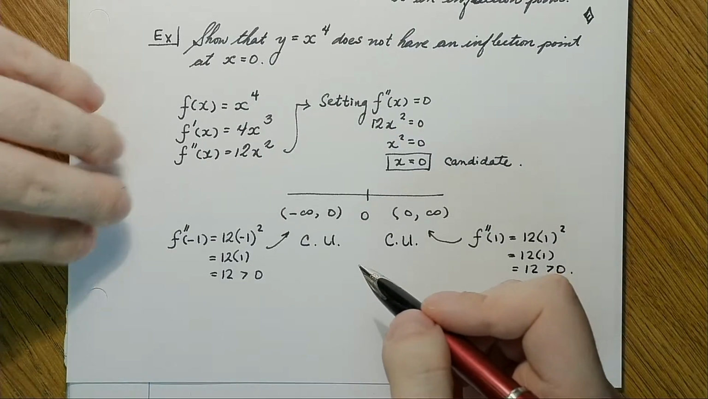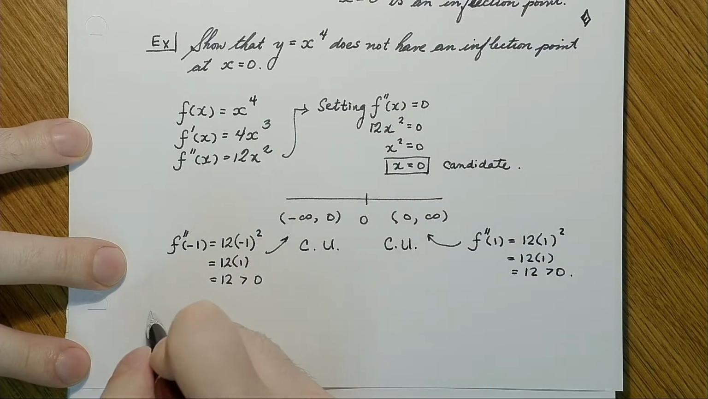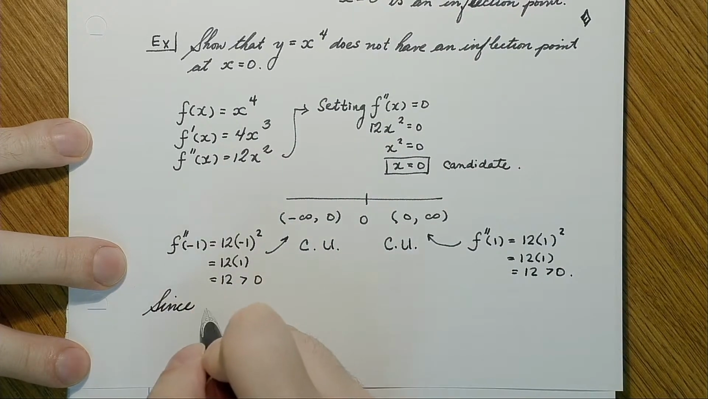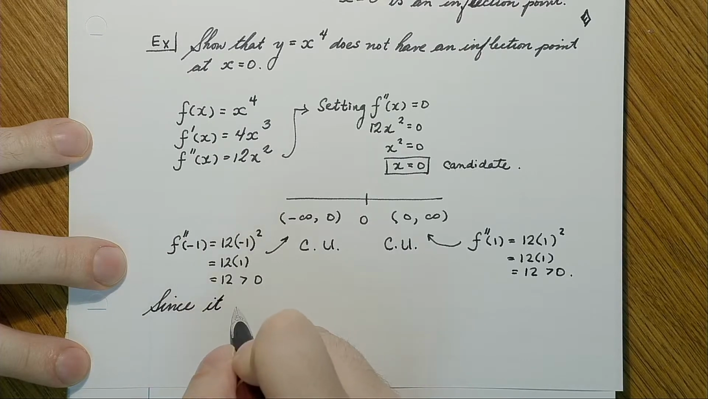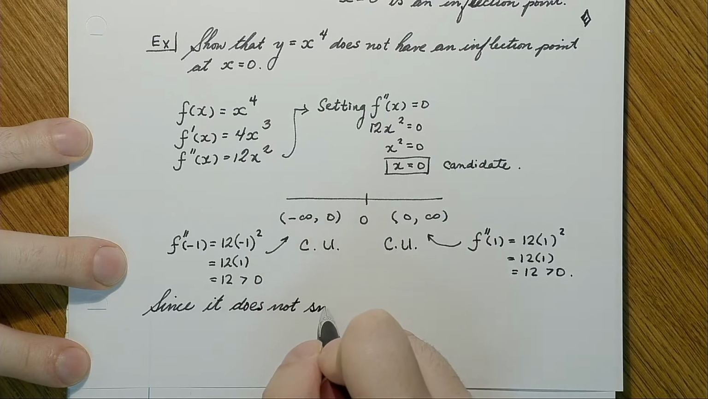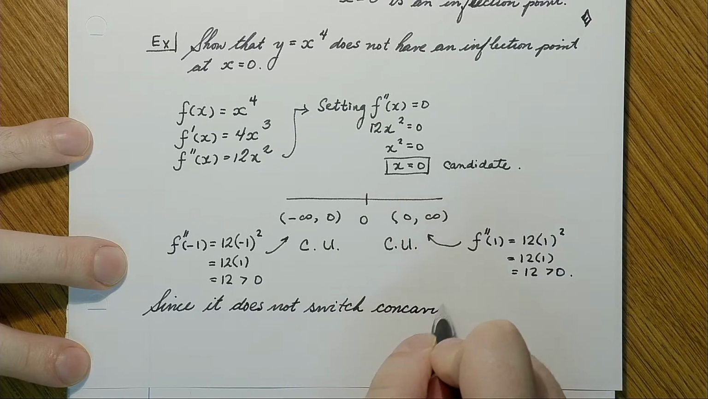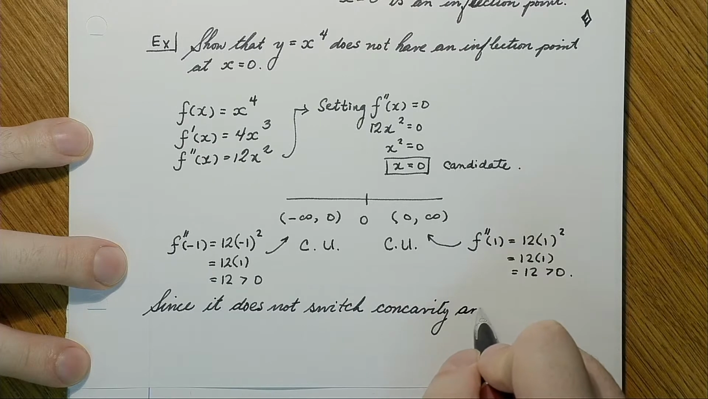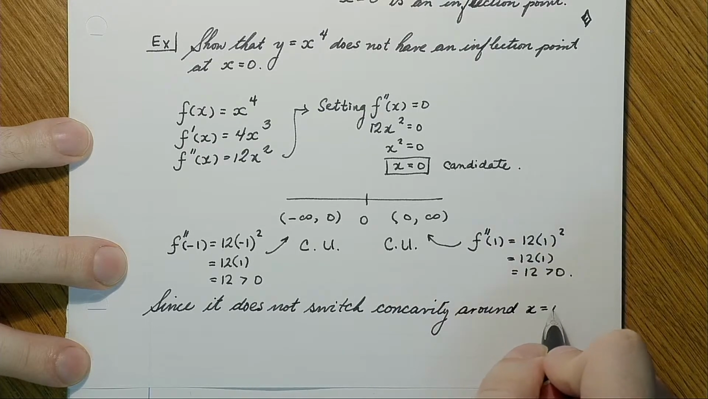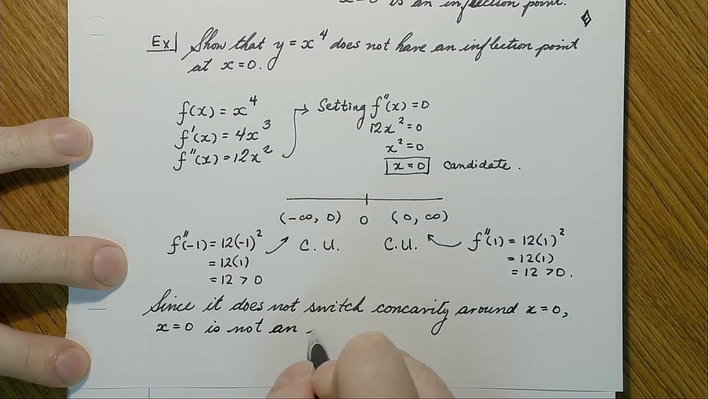So then my conclusion is, since it does not switch concavity around x equals 0, x equals 0 is not an inflection point.